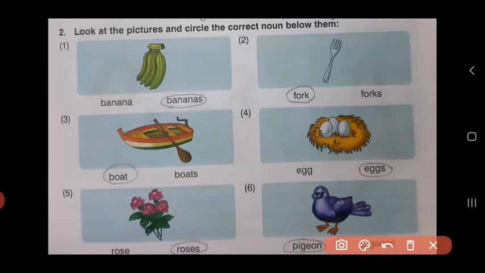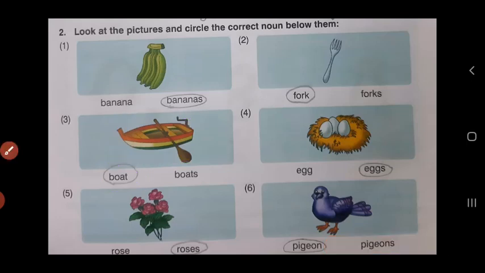Let's do the second one. Here we have one fork. So the answer will be fork and not forks. The third one, in the third one, we have the picture of a boat. So because it is a single boat, I have to circle the word boat. It cannot be boats.